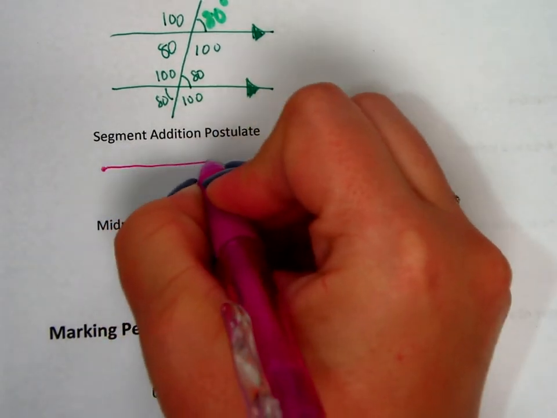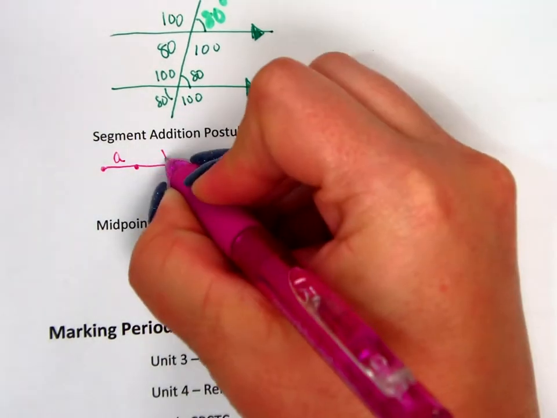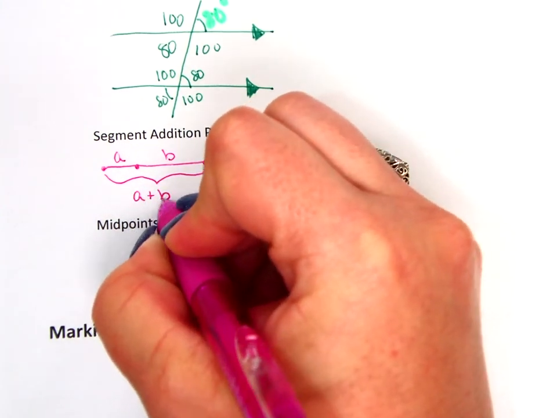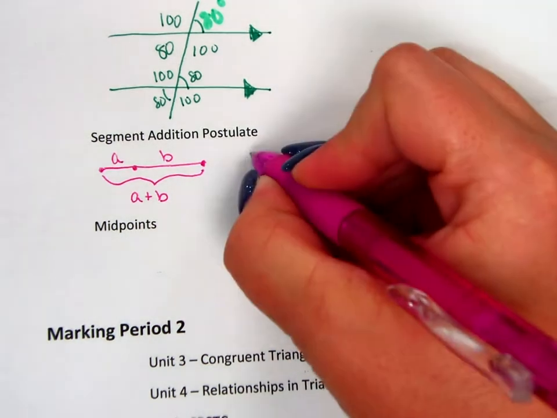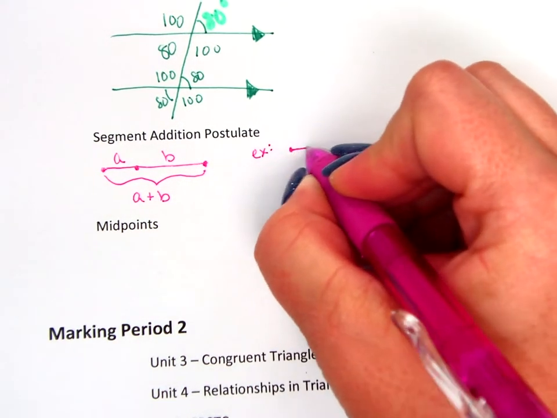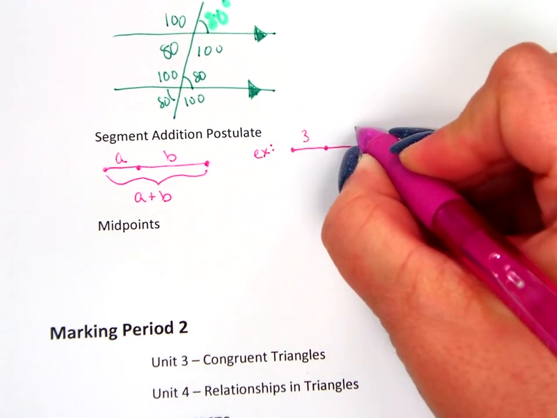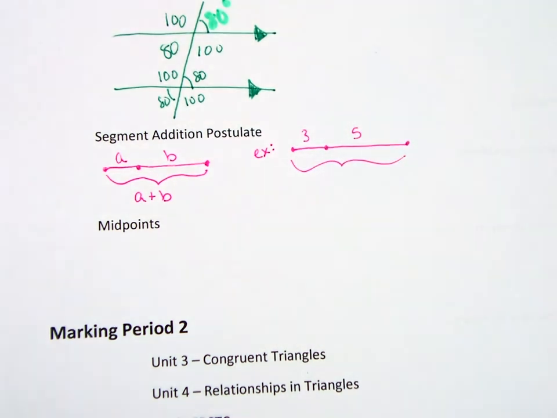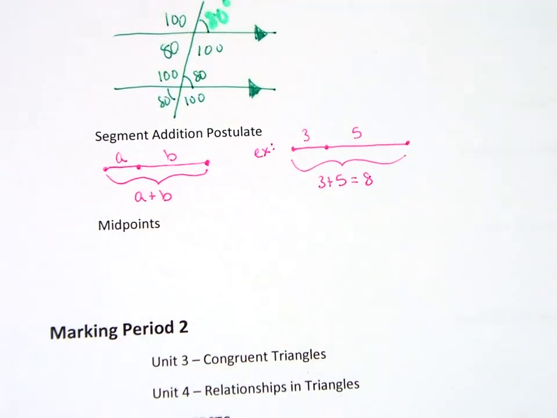So an example, just with letters. If I have this segment, if I know how long one side of it is, and I know how long the other side of it is, to find the whole thing, that's going to be A plus B. It's going to equal the whole thing. Okay? So with actual numbers, let's do an example. Let's say I've got a 3 and a 5. How long is the whole thing? 8, right? 3 plus 5 equals 8.